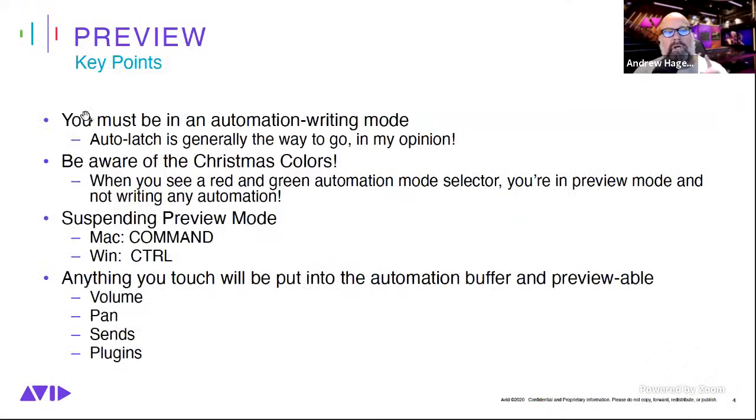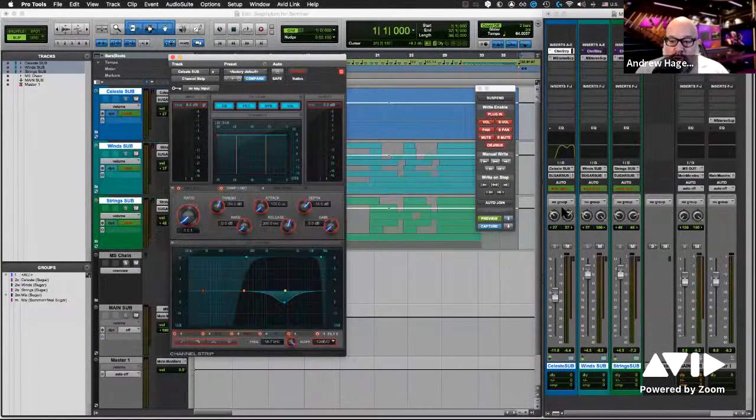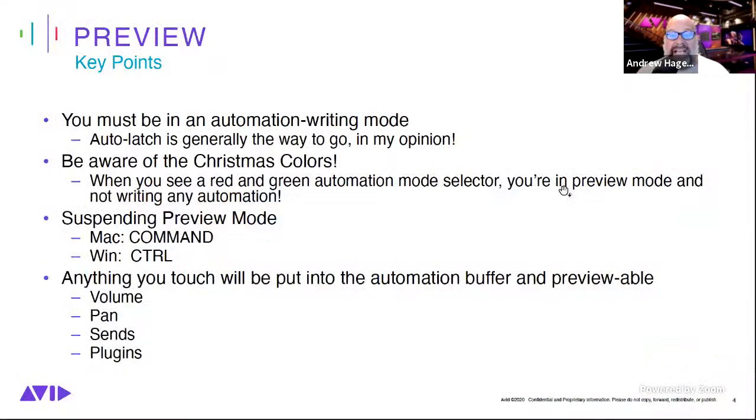First point, you must be in an automation writing mode. So before you start this, you're going to need to be in auto write, auto latch, or auto touch. Now, be aware of the Christmas colors. When you are seeing any automation enable button with this red and green, you are not writing automation. The changes that you're making have not been written. They are living in the preview buffer. They have not been committed.